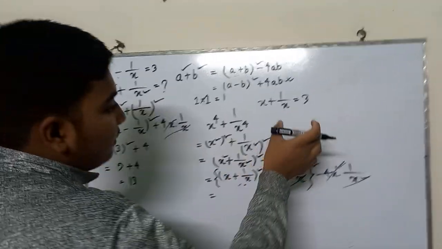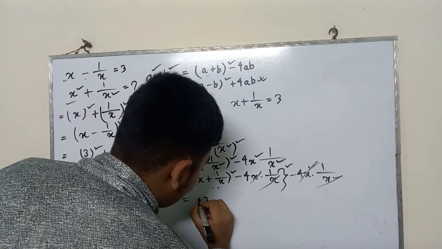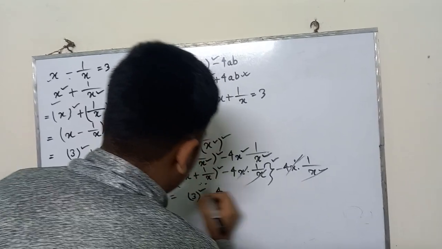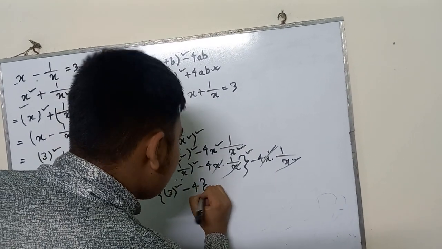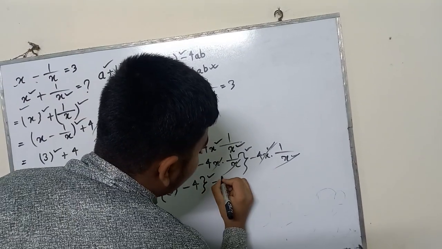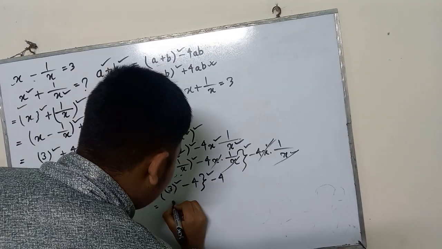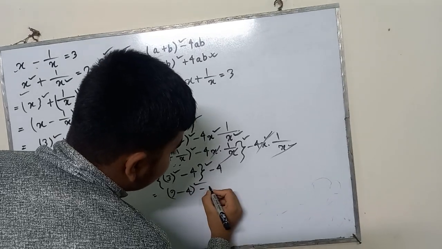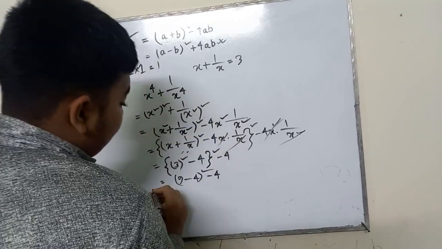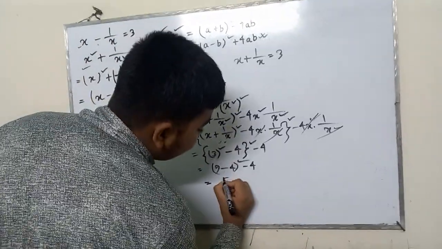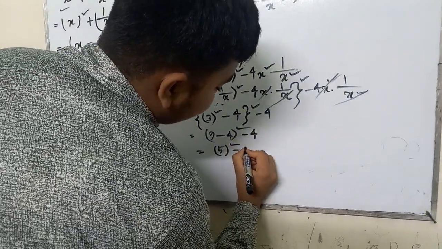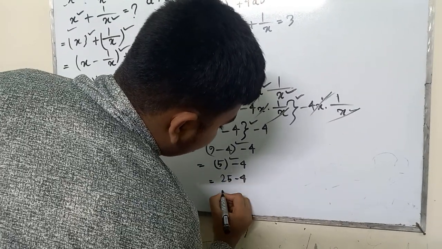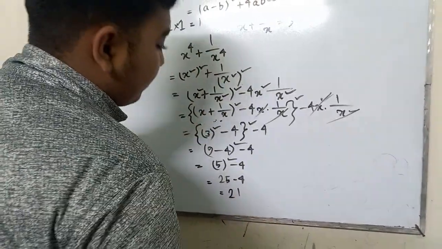So here the value we take that 3. 3 square minus 2, and that's whole square minus 2. Now 9 minus 2 whole square minus 2. Now 9 minus 2 equal to 7. 7 whole square minus 2 equals to 49 minus 2. And finally our answer 47.